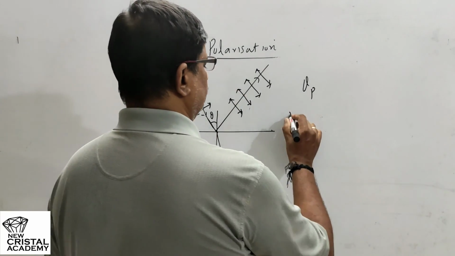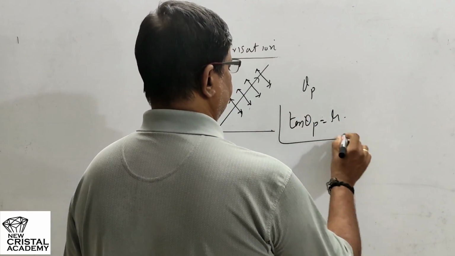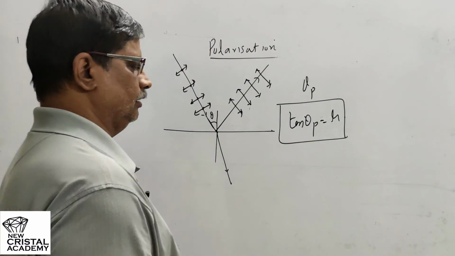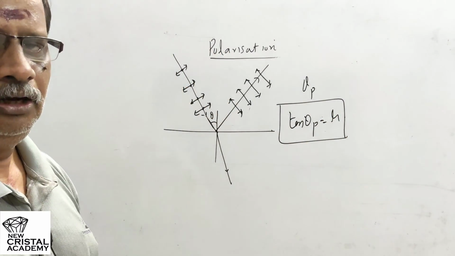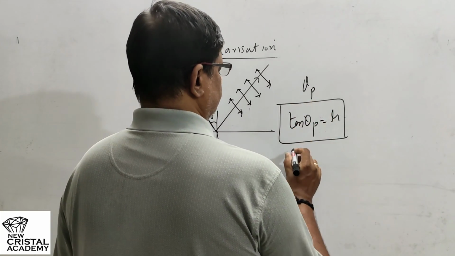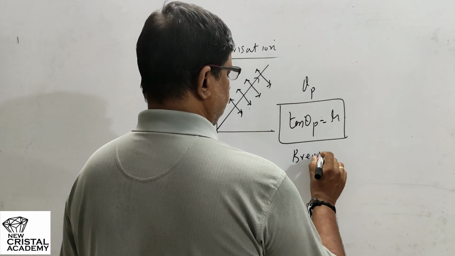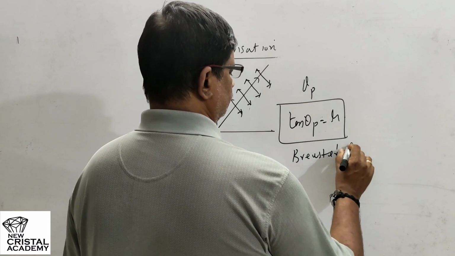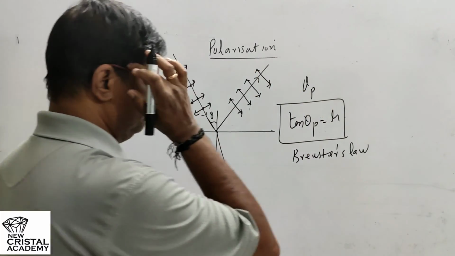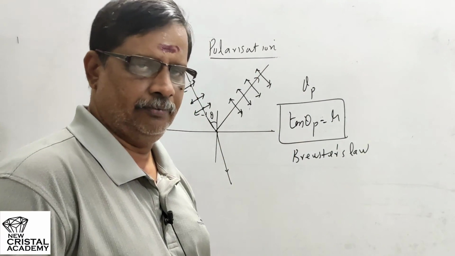Then the tangent of the polarizing angle will give you the refractive index of the medium. This is called Brewster's law. You have studied this. So what is Brewster's law? Tangent of the polarizing angle gives the refractive index of the medium.